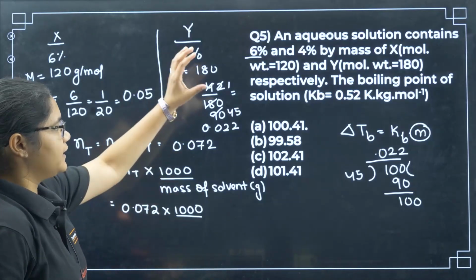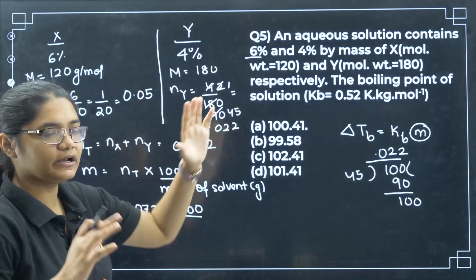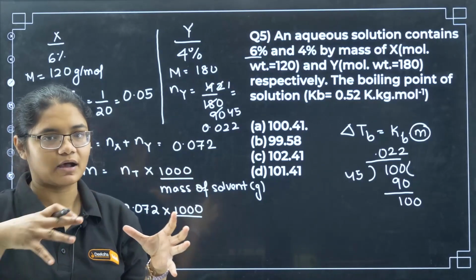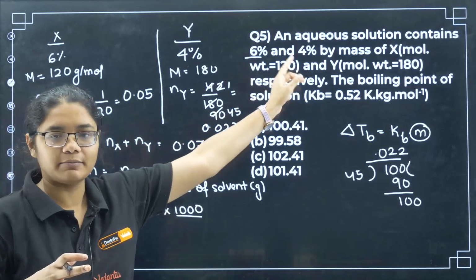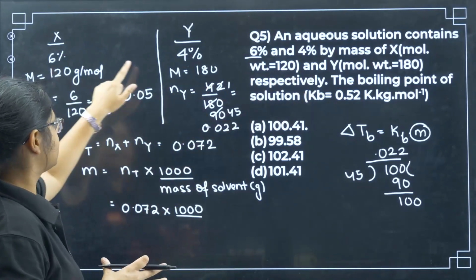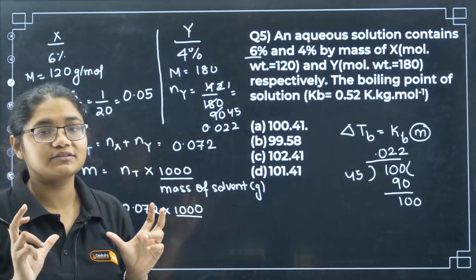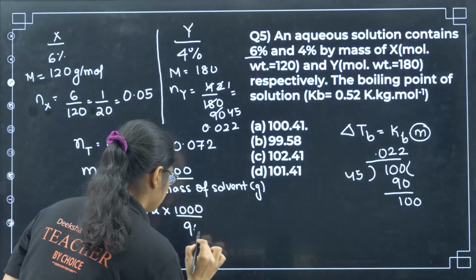Now see, in a solution you have 6 gram, total mass of the solution is 100. Percentage is given, that means total mass of the solution is 100. In that, 6 gram is X and 4 gram is Y, right? That means 10 grams total is solute. So what is the mass of the solvent? 100 minus 10, that is 90.